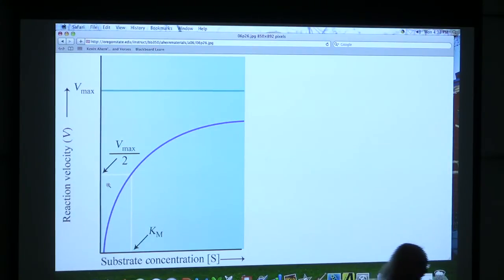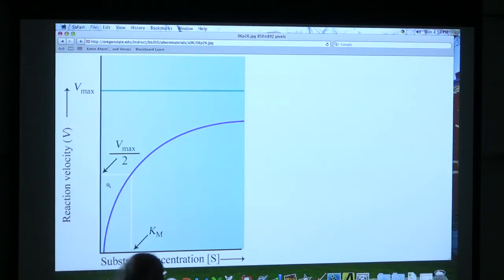Saturated. That's what happened with the factories. You got more mufflers than you can handle. There's still a limit in how fast you can put things through, right? The enzyme is saturated with substrate. It doesn't have to wait for substrate to get in there. There's always another one waiting. It's always ready to go. Okay?